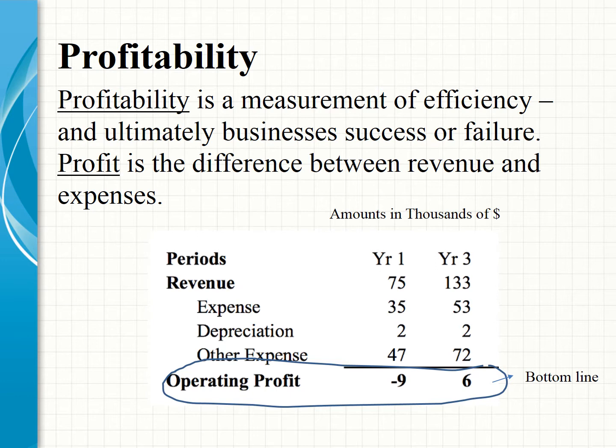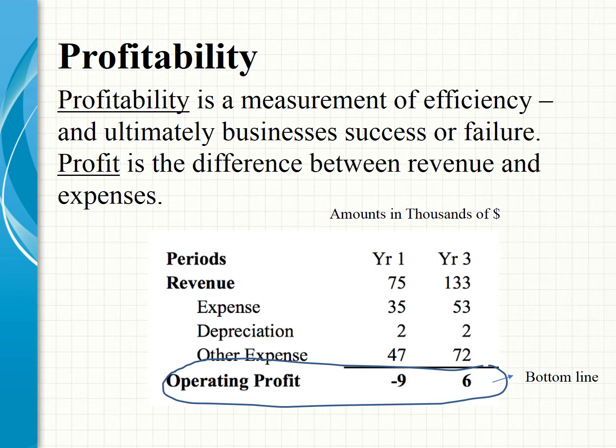Look at the example here. In year 1, the business brought in $75,000 in revenue and spent $84,000: $35,000 in anticipated expenses, $2,000 in depreciation, and $47,000 in other expenses, resulting in a $9,000 loss. In year 3, the business generated $133,000 in revenue and spent $127,000: $53,000 in anticipated expenses, $2,000 in depreciation, and $72,000 in other expenses, resulting in a $6,000 profit.